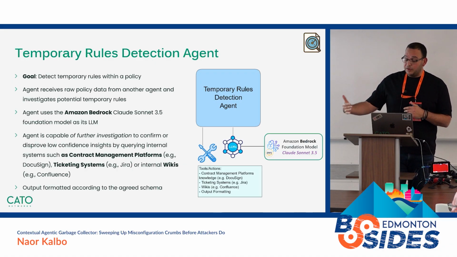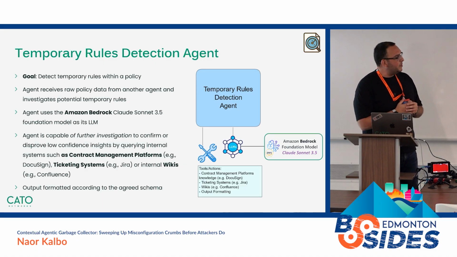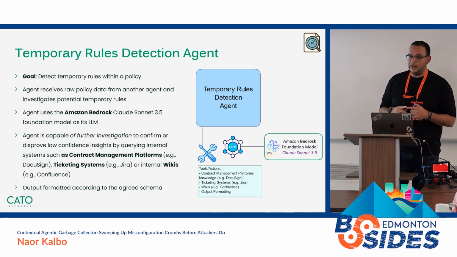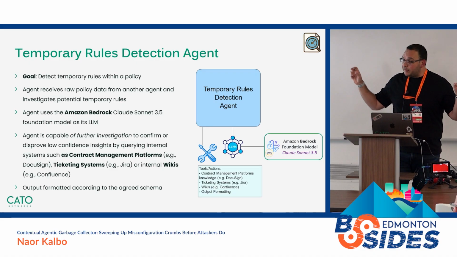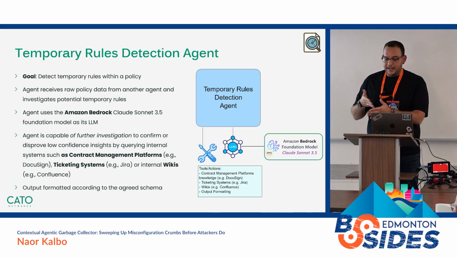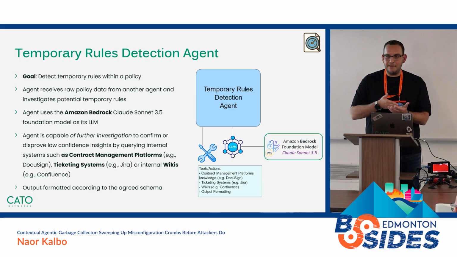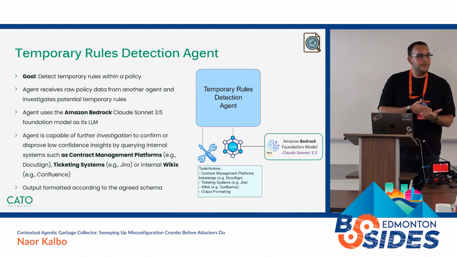Its purpose is essentially to confirm or disprove the relevance of the finding. Some of the tools that we have equipped this specific agent with are contract management platform tools like DocuSign, for example. These tools are responsible for adding context around POC-related rules and cross-validating them against actual POC contracts that are happening right now in the organization, actually minimizing the false positive potential.